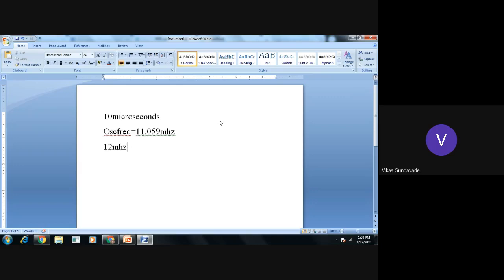Now this oscillator frequency first will get divided by 12. So we will write here 11.059 divided by 12. Now why is it divided by 12? Because if we see the timer architecture, we have seen that the internal oscillator frequency is first divided by 12. So the 11.059 megahertz oscillator frequency will first get divided by 12.